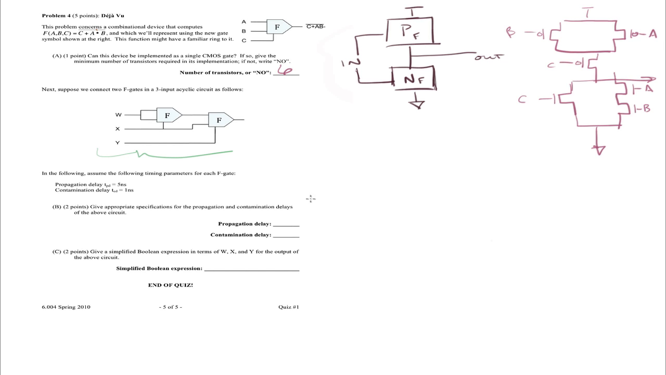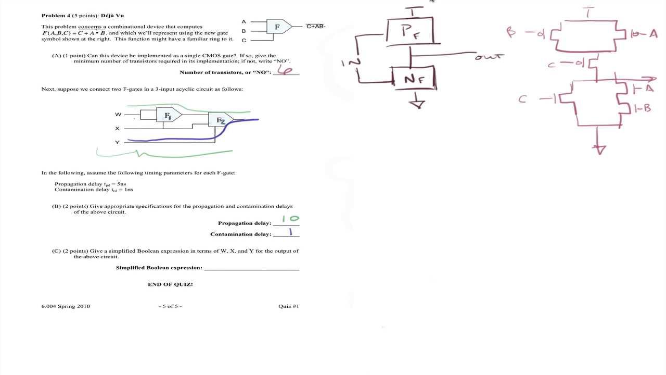We know that propagation delays are additive along the maximum path, right? The maximum path is through 2 of these, so the propagation delay is going to be 10 nanoseconds. And for the contamination delay, we want to go along the smaller path, which is only through 1 of these. So in this circuit, the contamination delay adds to 1 nanosecond.